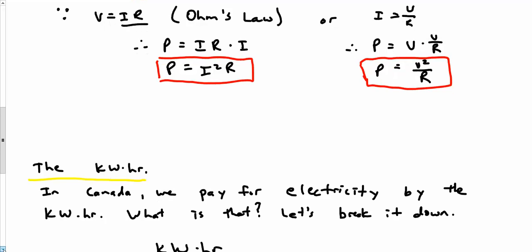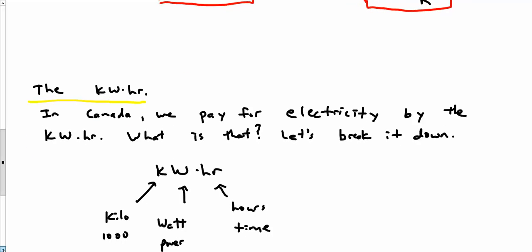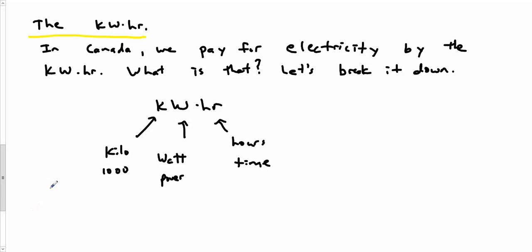Now, last thing for this video is the kilowatt hour. In Canada, we pay for electricity by the kilowatt hour, and I don't know how much it is, 10 cents, 11 cents, something like that. What in the world is a kilowatt hour? Well, K is kilo, all it means is 1,000. It's just making the numbers more reasonable to work with.